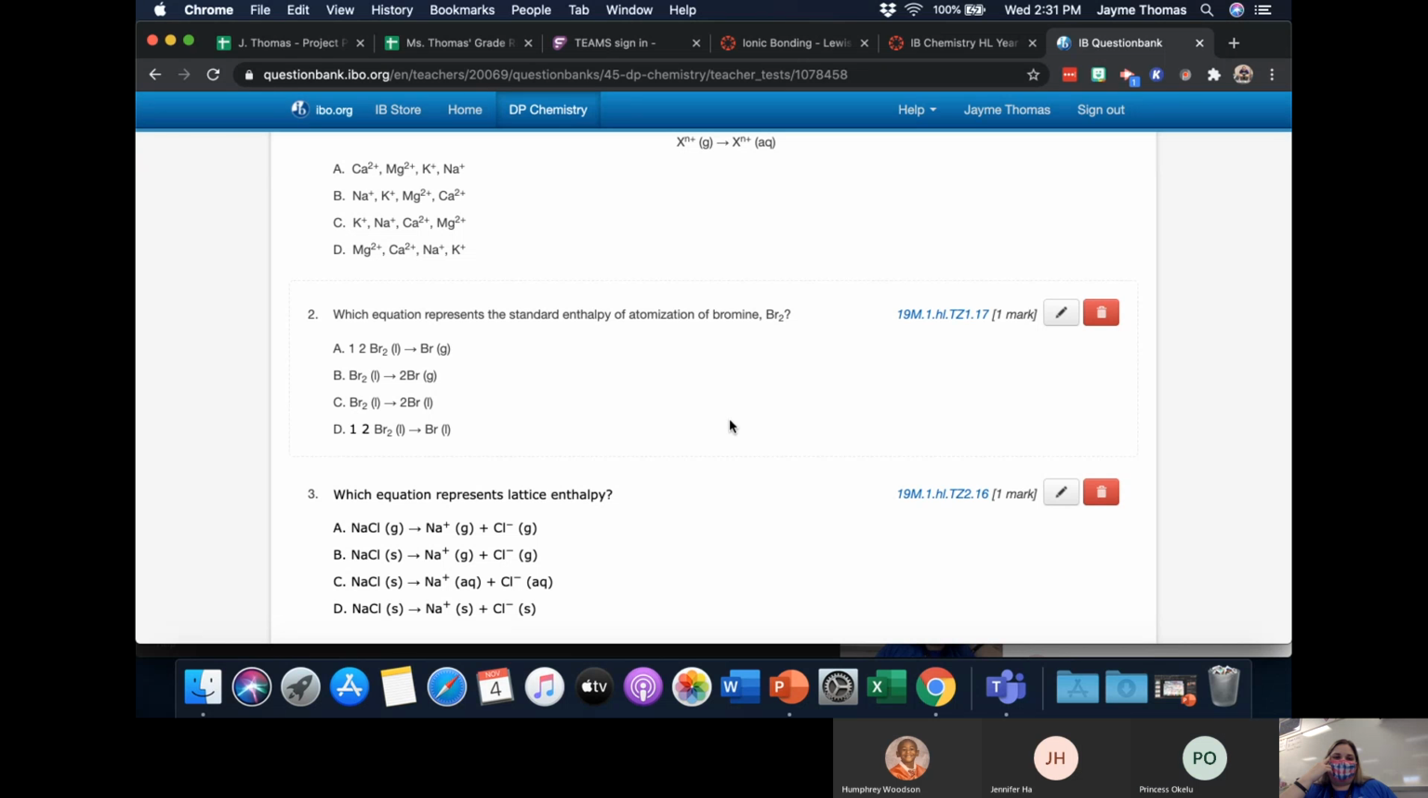B. Why B? Because it broke the bond and it made 2 bromine atoms. But so did C. Oh. So what makes one more right than the other? The state, like if it's a liquid or a gas. Yep, it has to do with the state.